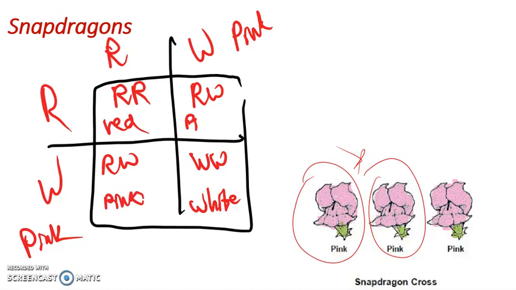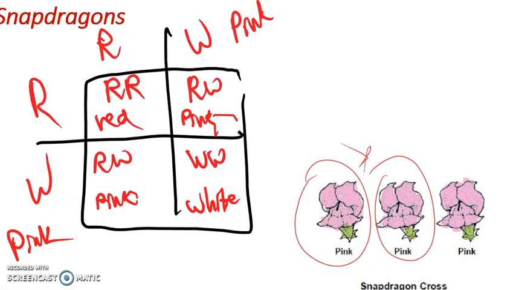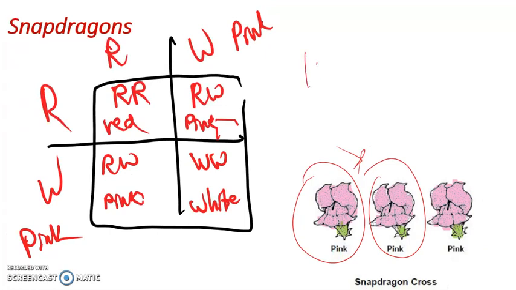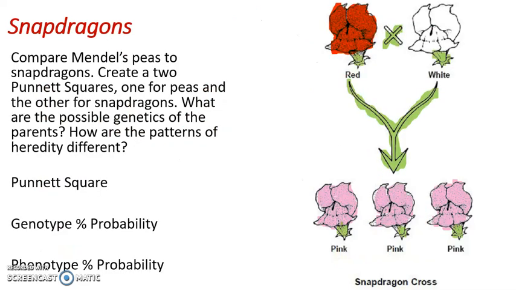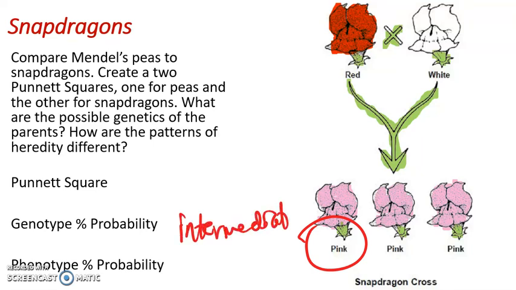So we sort of see this genotype ratio of 1 to 2 to 1, which would be 1 red for 2 pink for 1 white. So this pattern that we're seeing with this, when you get an intermediate, it's going to be incomplete dominance.